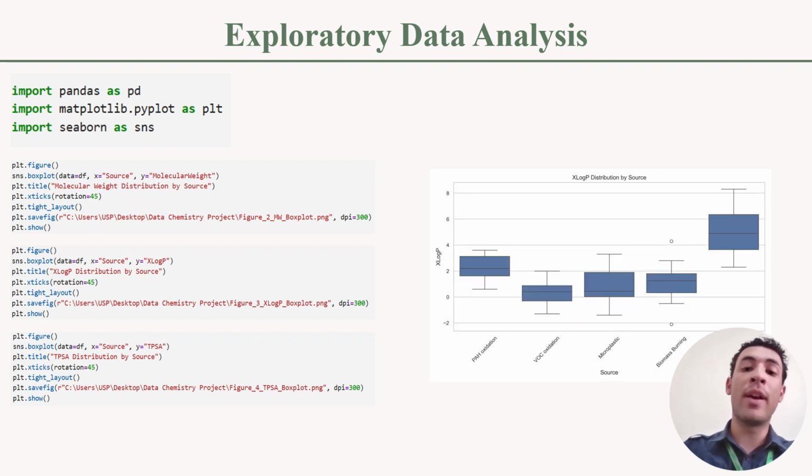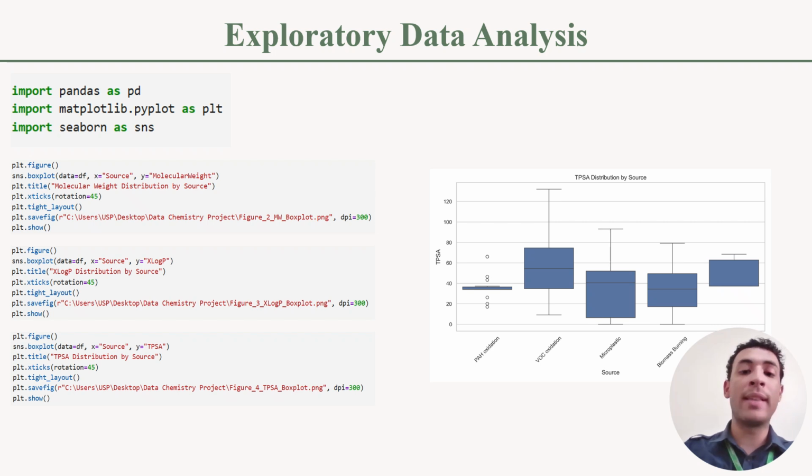The second descriptor was XLogP, which represents hydrophobicity. PFAS compounds display the highest XLogP values, indicating stronger hydrophobic behavior. Volatile organic compound oxidation products had lower values, showing more polar character.